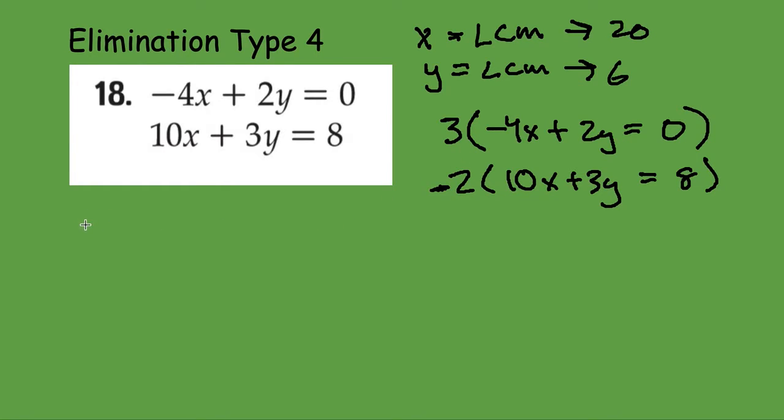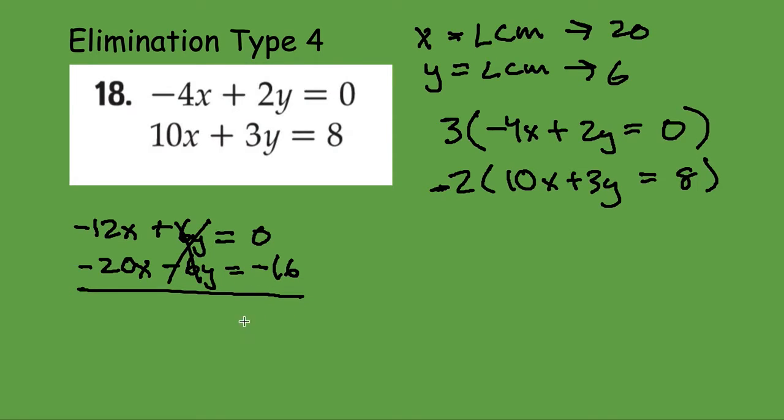We're going to distribute, so we're going to do the top one. So 3 times negative 4 is negative 12x. 3 times 2y is 6y. And anything times 0 is 0. Negative 2 times negative 10x is negative 20x. Negative 2 times 3y is negative 6y. And then negative 2 times 8 is negative 16. So we're going to get a lot of negatives in this, but that's okay, because we know how to handle that. So you get negative 16, then you get negative 32x.